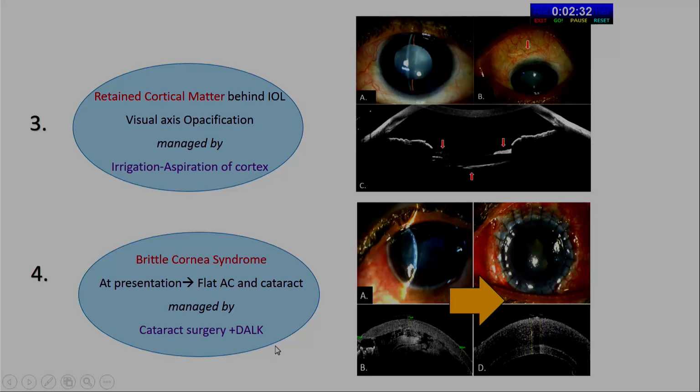The fourth case was a case of brittle cornea syndrome, where the surgeon had no idea that he was dealing with brittle cornea syndrome. He had just made the incision, and after the incision, the incision itself started extending along the limbus, and he referred the case with a flat AC and lens endothelial touch. So we comprehensively planned the case for deep anterior lamellar keratoplasty with simultaneous cataract surgery. Post-operatively, the AC was formed.